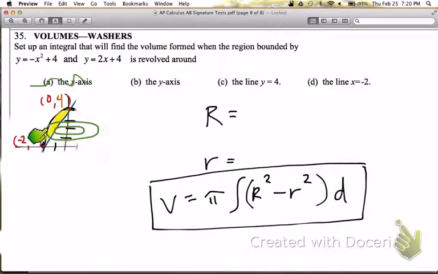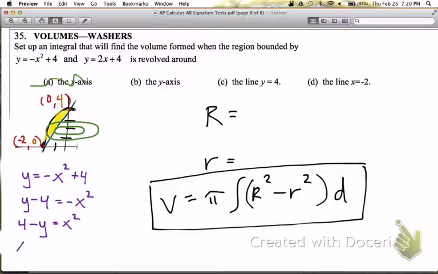Now please keep in mind that now that we're revolving it around a vertical line, everything needs to be in terms of y. So we need to do a little bit of work down here, because right now these equations are in terms of x. So we have y equals negative x squared plus 4. To solve it in terms of y, I subtract 4. Divide by a negative. So when I divide by a negative, I can actually just switch these. So it's going to be positive 4 and negative y. And then take the square root of both sides. So x equals the positive and negative square root of 4 minus y.